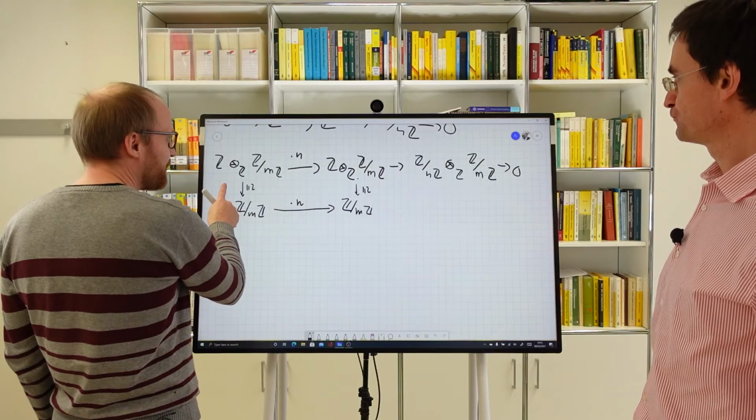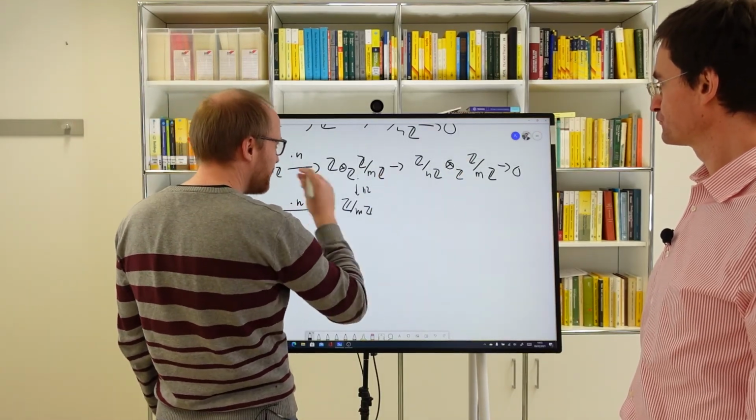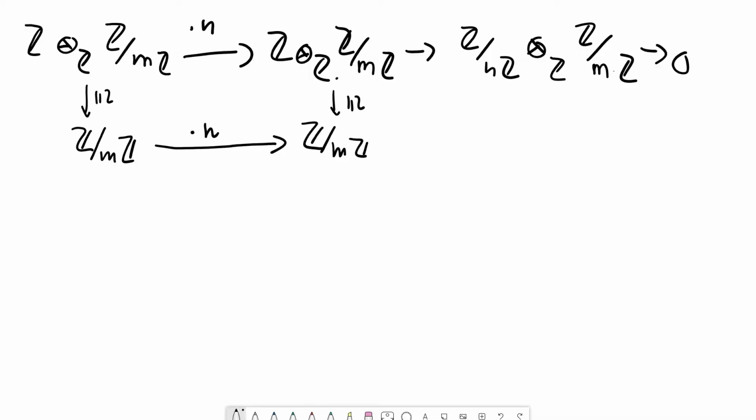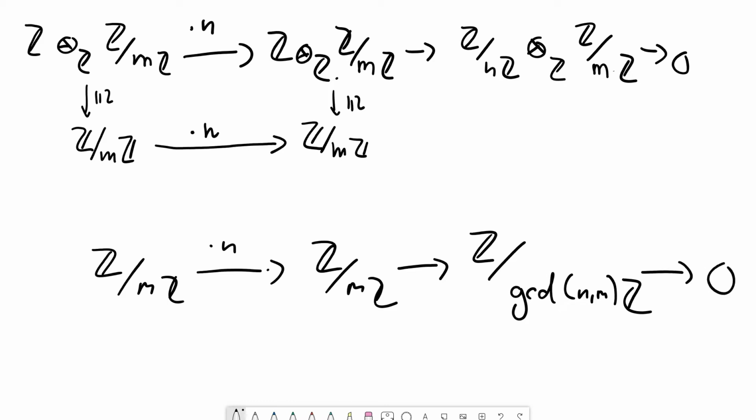So what we in fact have to show is that instead of this guy here, if we introduce the module Z mod gcd(n,m)Z, then this should again be an exact sequence. So this is the task we are left with. We need to show that the following sequence here is exact. Which is good. Now all the tensor products are gone. This is just an elementary question about Z-modules. And you see how this goes.